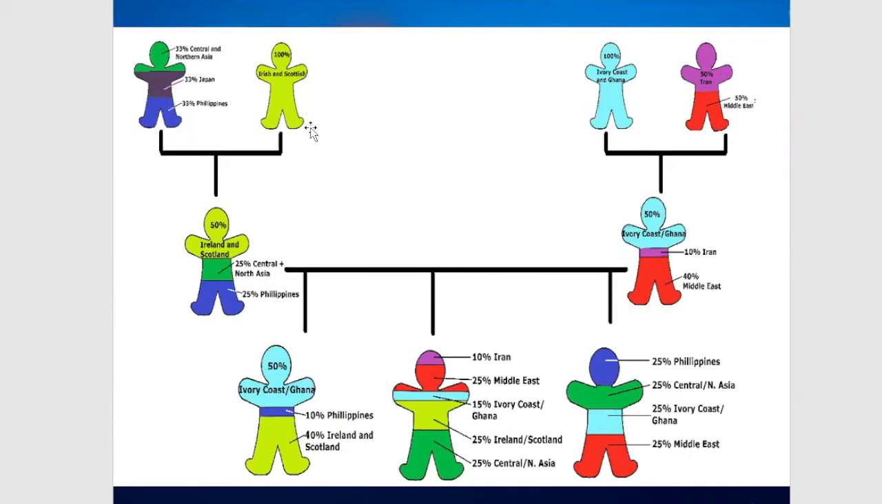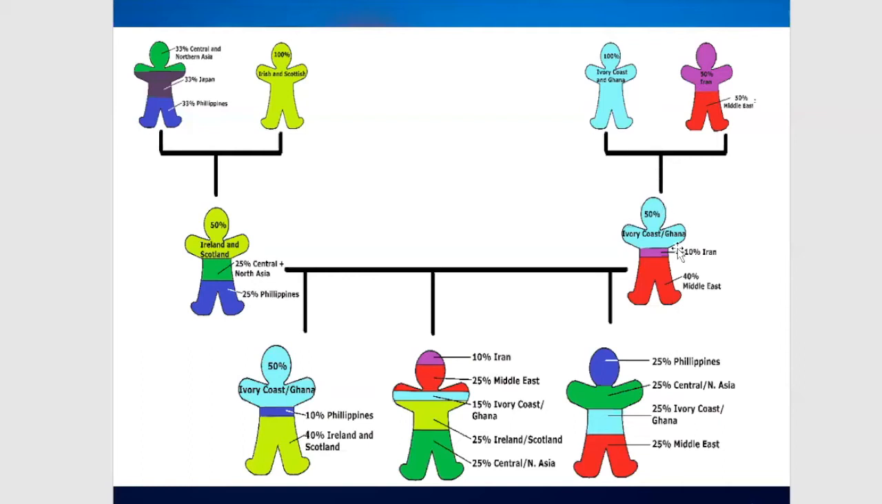Mom here is 100% Scotch-Irish. Almost nobody these days is going to be completely 100% anything. The world is too mobile today, and as DNA science advances, it's pretty uncommon to find people who are 100% of anything. But just for the example that we're doing here, this makes it a little bit easier. Over here on the right, the father is 100% from the Ivory Coast in Ghana. Mom is 50% Iran and 50% Middle East. And the Middle East is a large region that covers several different countries.